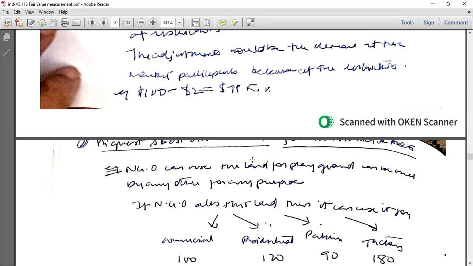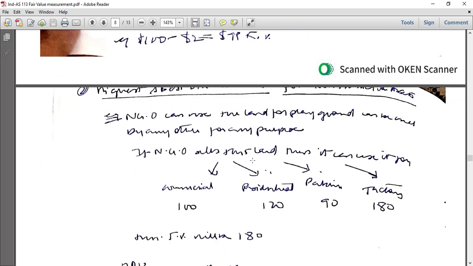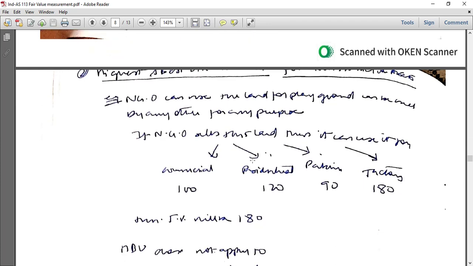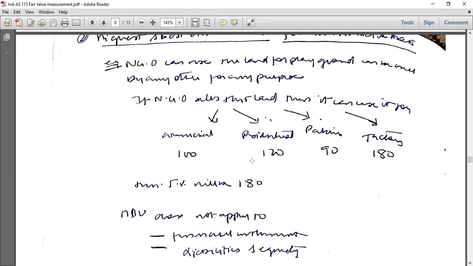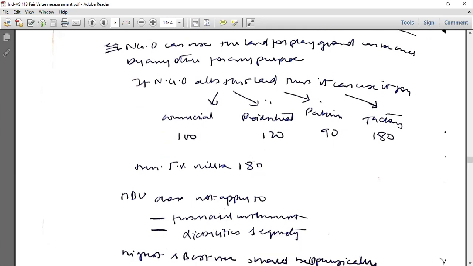If an NGO has a land which can be used as a playground, if the NGO sells the land, then it can use it for commercial purpose, and the fair value is 100, residential purpose, and the fair value is 120, parking, and the fair value is 90, and factory, then the fair value is 180. Then the fair value in this case would be the highest, which is the factory, that is 180. If the land is 1,000 square feet and cannot be used as a factory, then residential use of land, that is 120, would be the fair value of the asset.